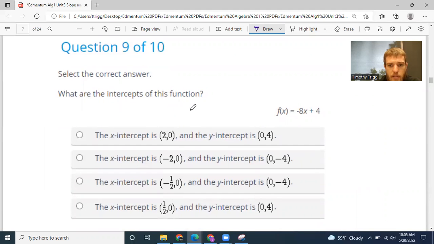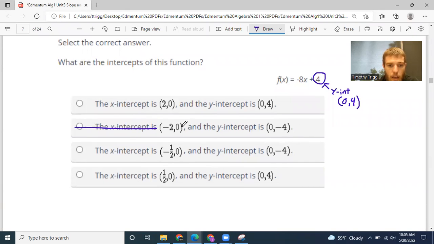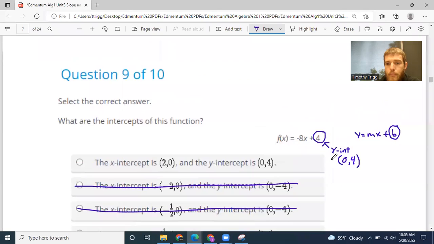What are the intercepts of this function? Okay, so here it's already in the y equals mx plus b form, slope intercept form. So in this case, the b is 4. That tells me the what? Well, that tells me the y-intercept. So we know our y-intercept is 4. And the y-intercept is always 0, and then the b. So (0, 4) is definitely the y-intercept. So that's a no here and a no here. So which of these is the correct x-intercept?